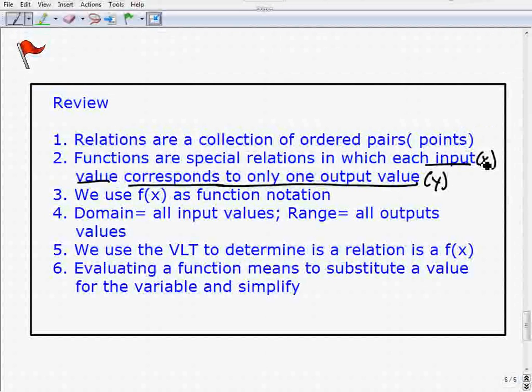We also talked about how we can use the vertical line test to determine if a relation is a function. That's a great tool to know. And then we talked about evaluating a function, which means to substitute a value for a variable and simplify, like f of 2 is evaluating a function for 2. A lot of material thrown at you. I'll say it one more time.